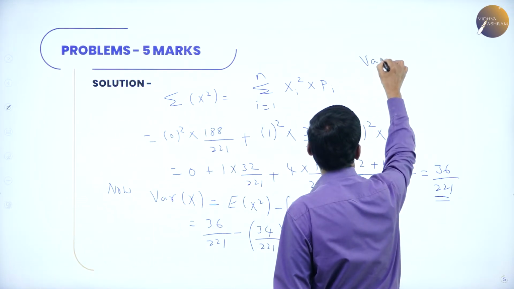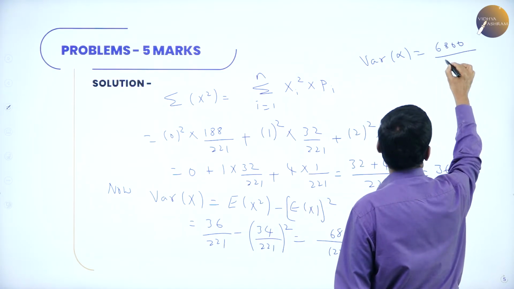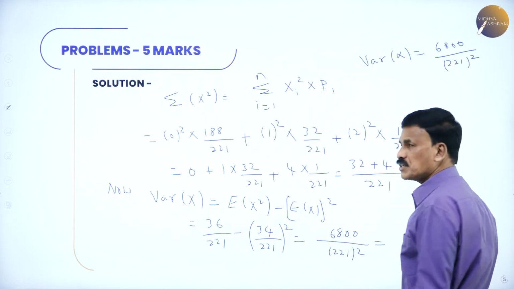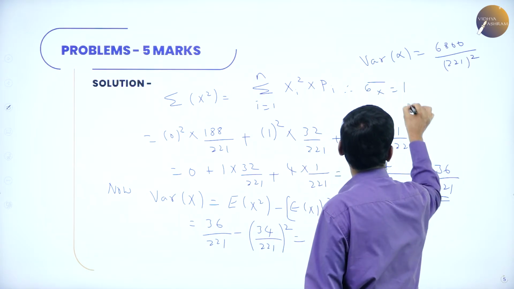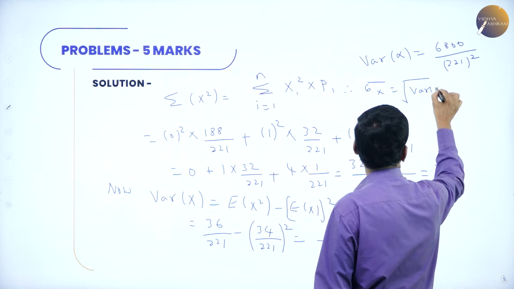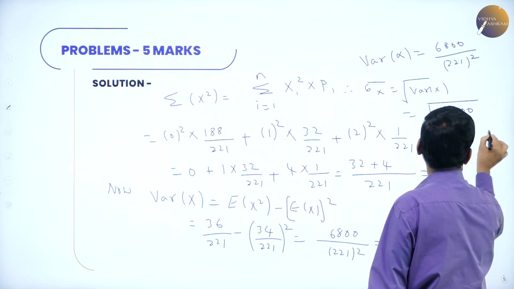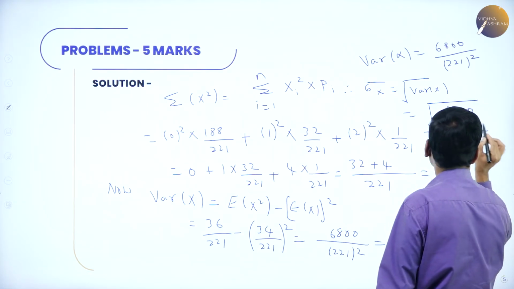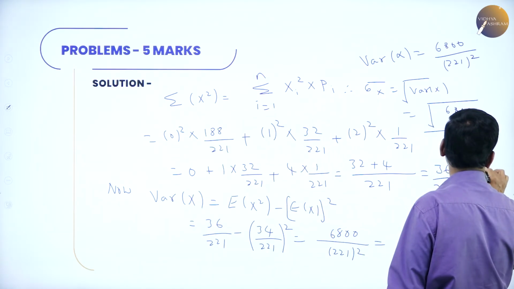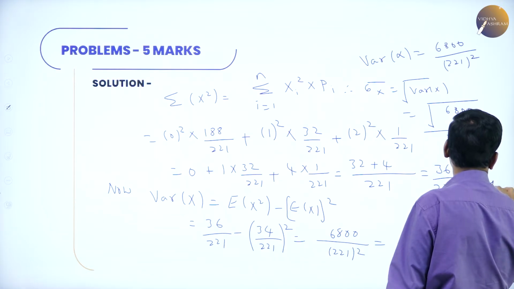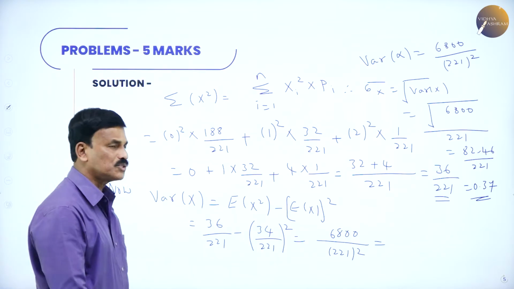Now variance of x is equal to 6800 divided by 221 whole square. Now what is required to find is the standard deviation. Therefore rho x is equal to square root of variance of x. So this is square root of 6800 divided by 221 whole square, the square root gets cancelled, 221. Square root of 6800 is 82.46 divided by 221. This is 0.37.